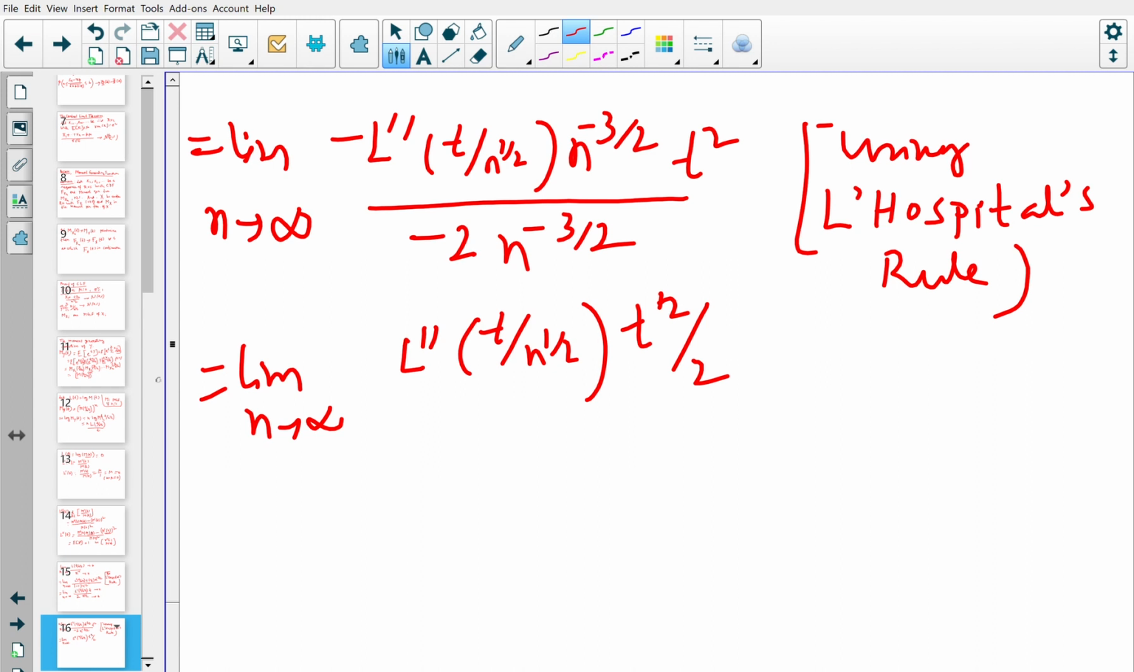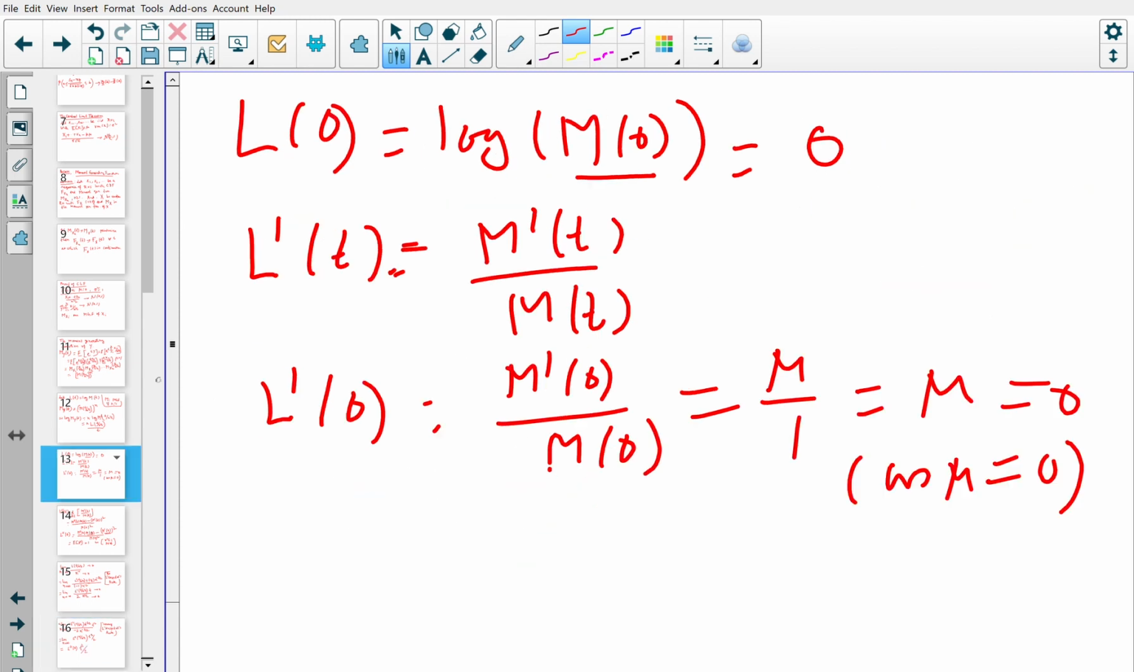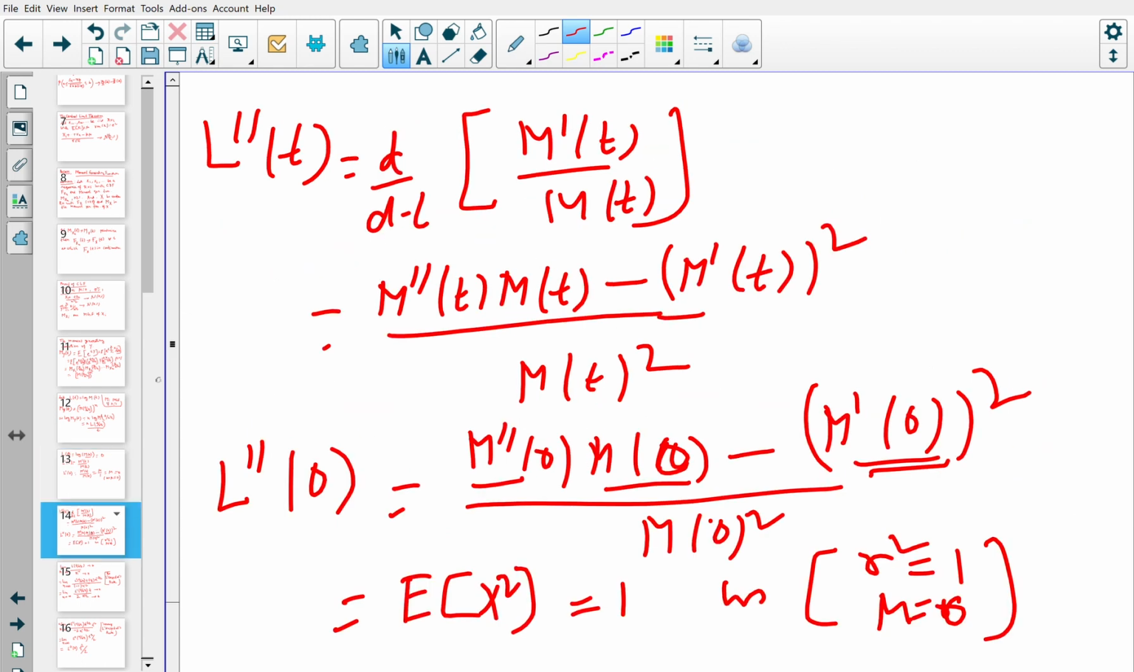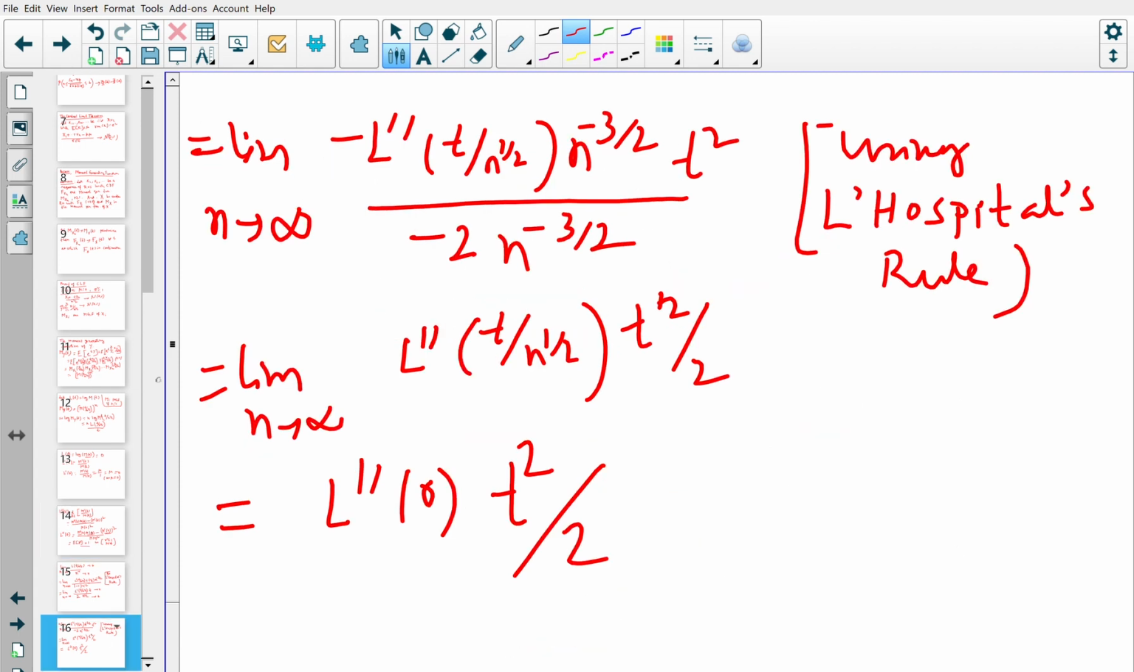Now when n tends to infinity, what is the limit? It is L double dash 0 into t square by 2. Now what is L double dash 0? Recall, here L double dash 0 is 1. Using that, this becomes t square by 2, as L double dash 0 equals 1. Clear?